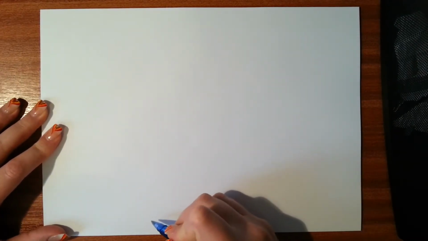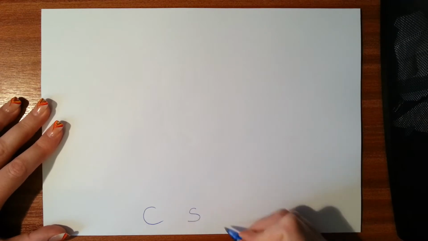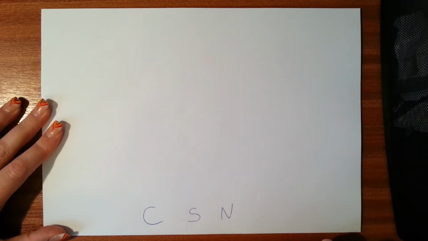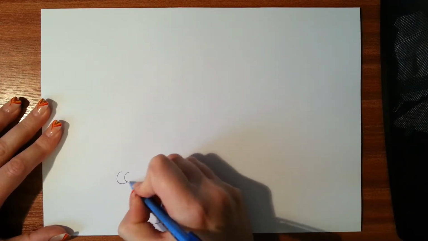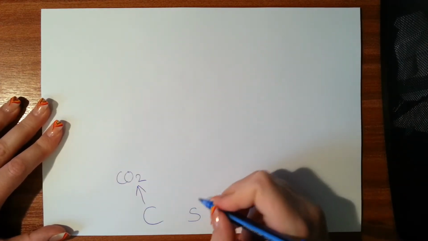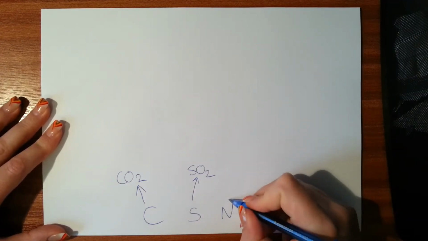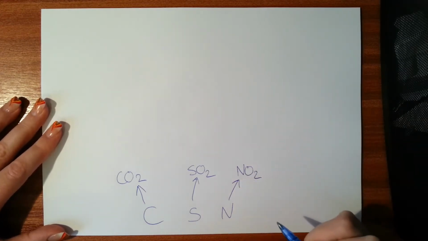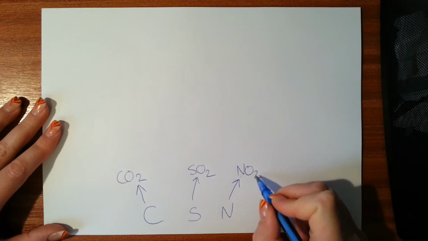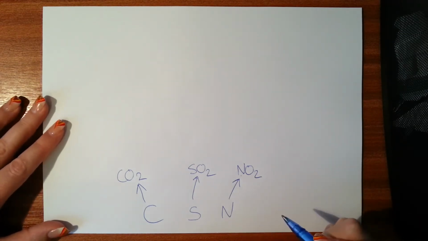Now fossil fuels contain certain elements. The first element they contain quite a lot of is carbon, C. They also contain impurities, and these impurities are mainly sulfur and nitrogen. When you burn the carbon, it produces carbon dioxide. When you burn the sulfur, it produces sulfur dioxide. And when you burn the nitrogen, it produces nitrogen dioxide. Sometimes this is called nitrous oxides because there can be any number of oxygens, but we're just going to stick to dioxide so it's easy to remember.